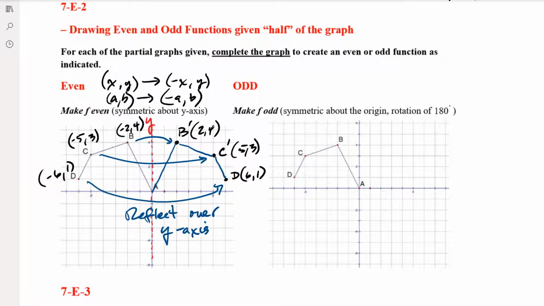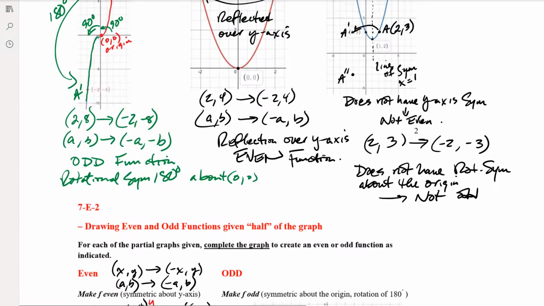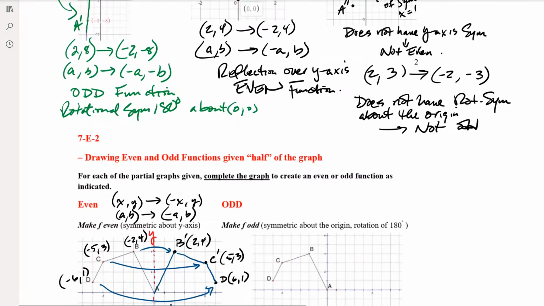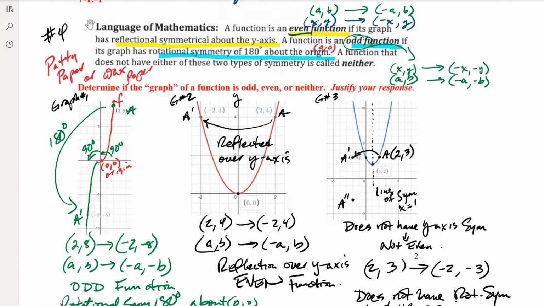All right, now if you want to make it odd, again, you can do it algebraically, which might be easier in the beginning, or you can use trace paper. But remember, if it's odd, then every point gets transformed to the opposite coordinates. So x comma y gets transformed to negative x comma negative y, or a comma b gets transformed to negative a comma negative b. You have to take the opposite of both coordinates.